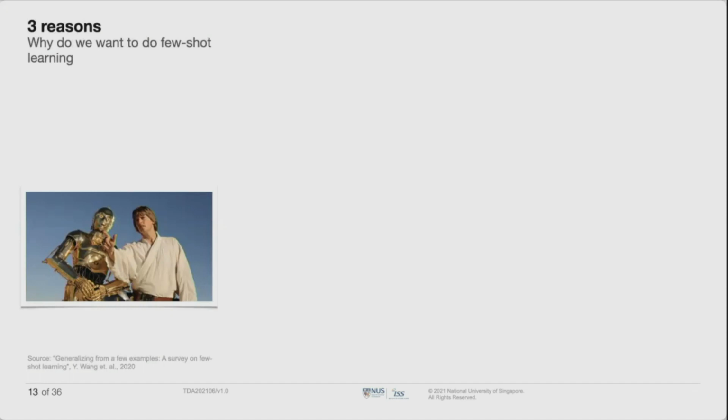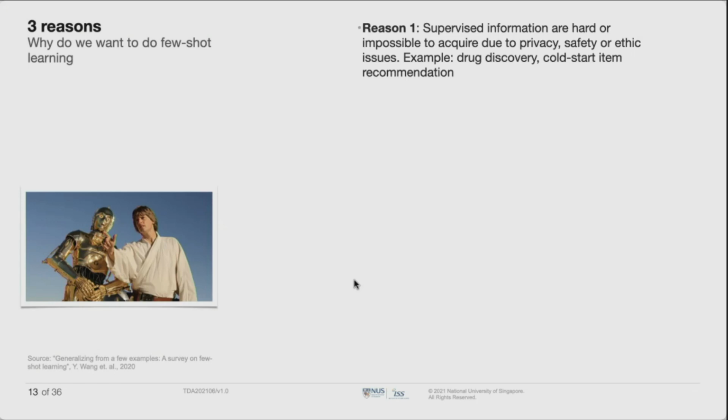Few-shot learning is tougher and more complicated, but why do we want to do few-shot learning? There are 3 reasons. Sometimes supervised information is just hard to get or impossible to acquire due to privacy, safety, or ethics issues. We have mentioned one example just now, drug discovery. Another example is cold start item recommendation. This happens when a visitor visits a web platform for the first time, and at that time, the AI knows nothing about the visitor, and therefore it is hard to recommend items or products to the visitor.